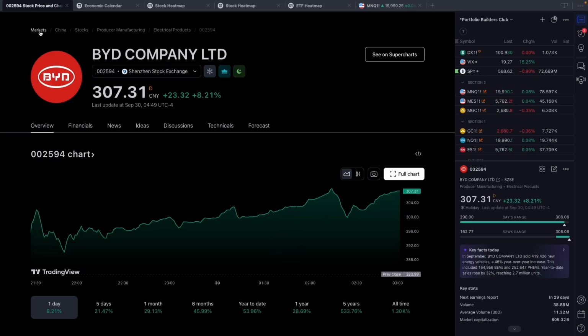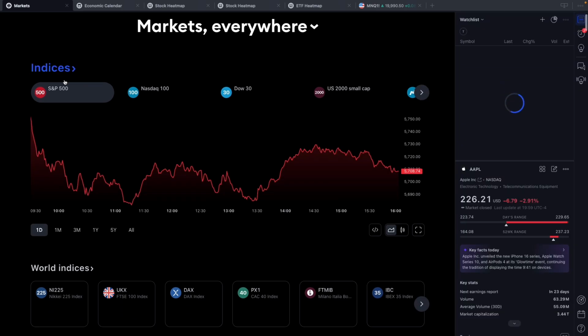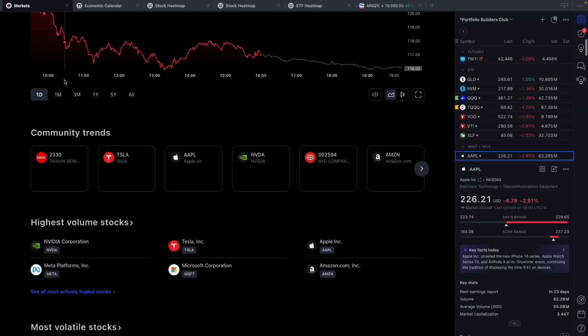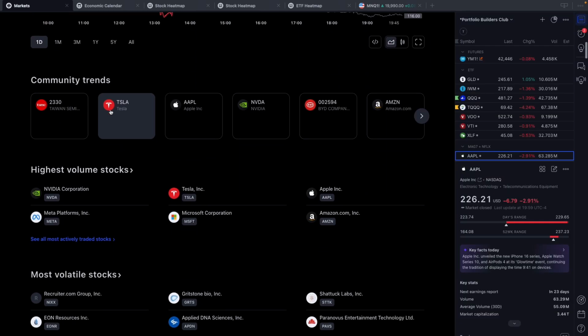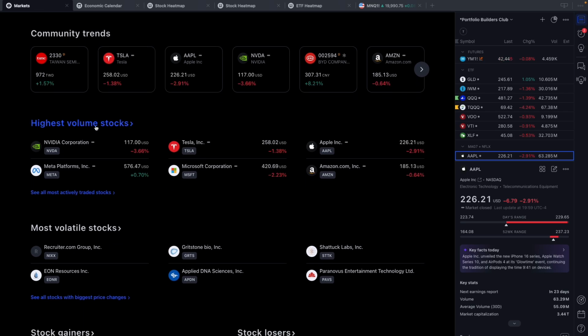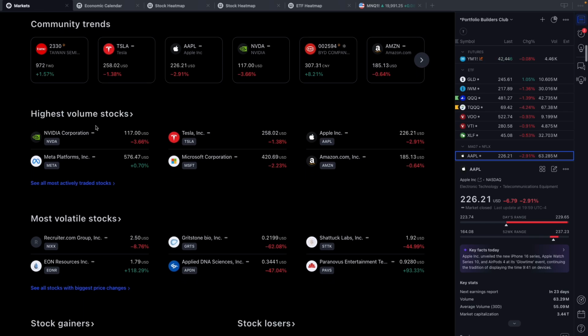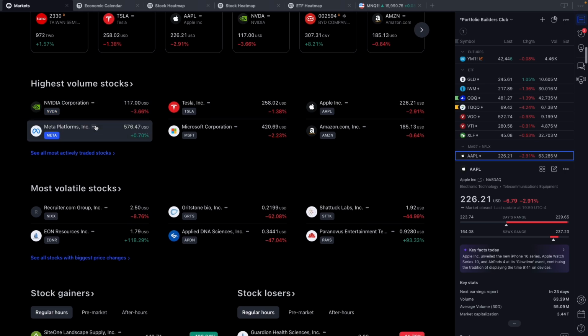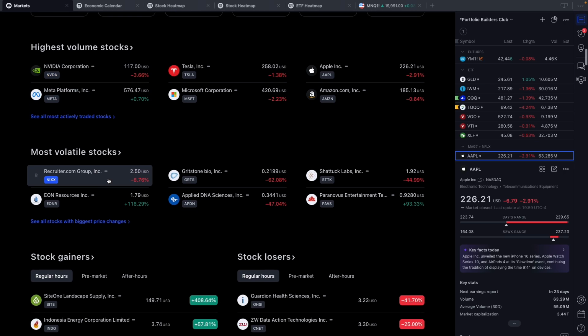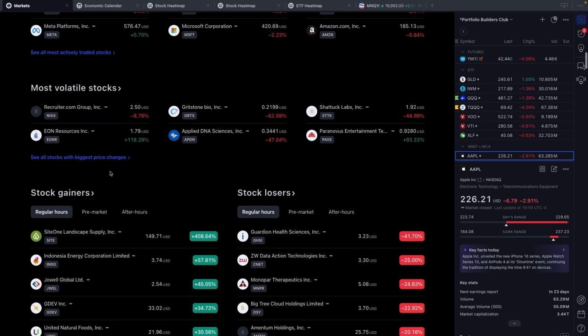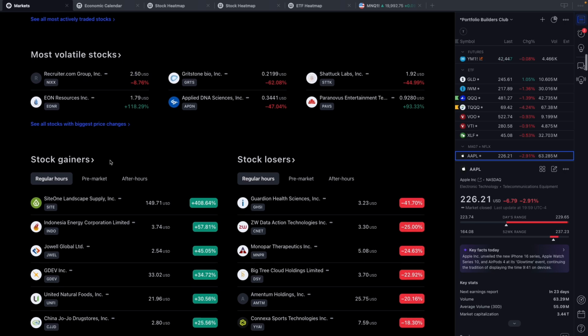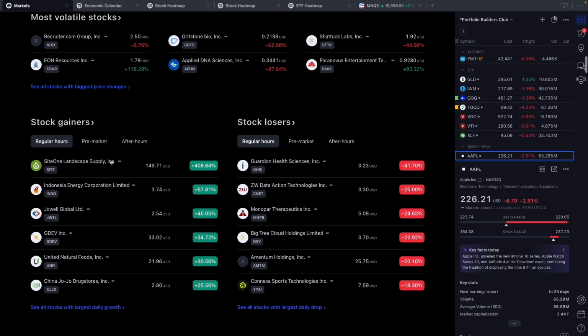But let's go back to the markets tab, and we will go back down to where we were. We were looking at community trends, but you continue down and you get the highest volume stocks. So you can quickly see what the highest volume stocks are. You can look at the most volatile stocks here. You can look at stock gainers and stock losers.